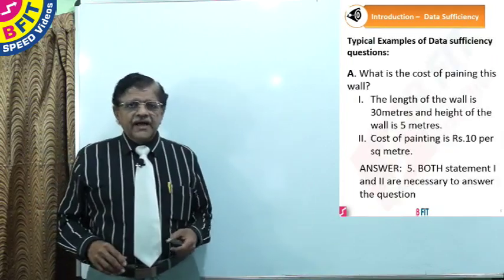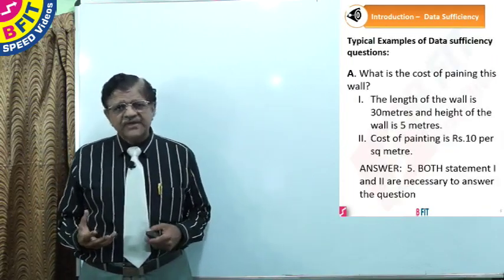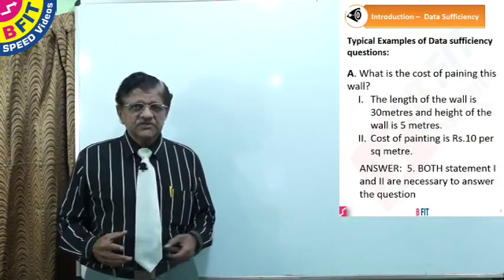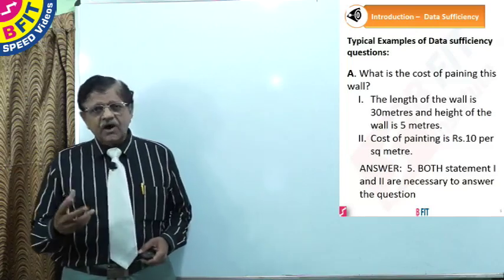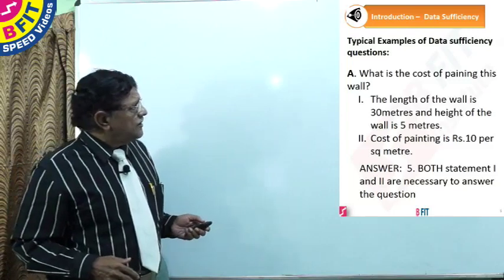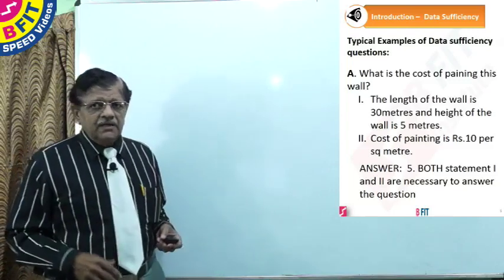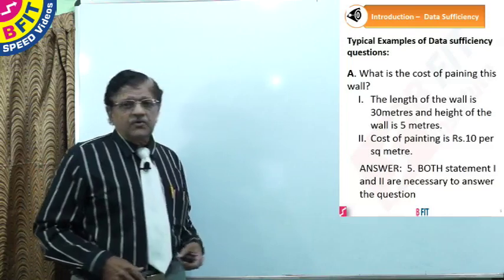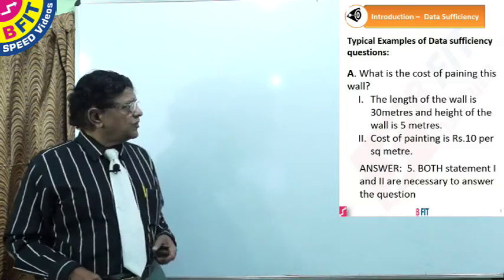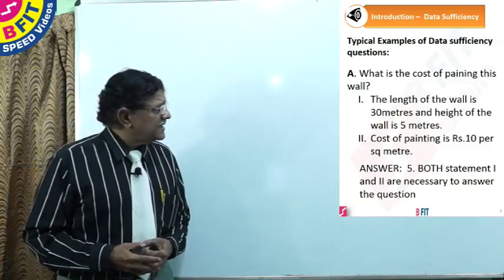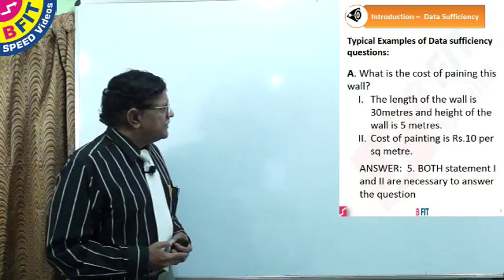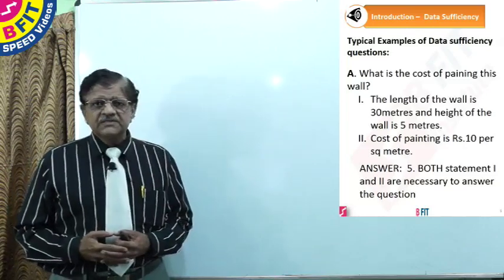Now I will give you a simple, typical example of a data sufficiency question so that you will understand the concept. The question is: what is the cost of painting this wall? There is a wall and it has to be painted. What is the cost of painting? That is the question. Statement 1: the length of the wall is 30 meters and the height of the wall is 5 meters. Statement 2: the cost of painting is rupees 10.